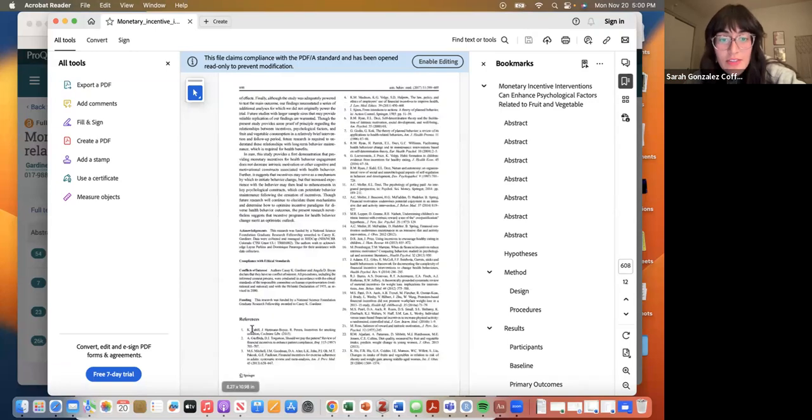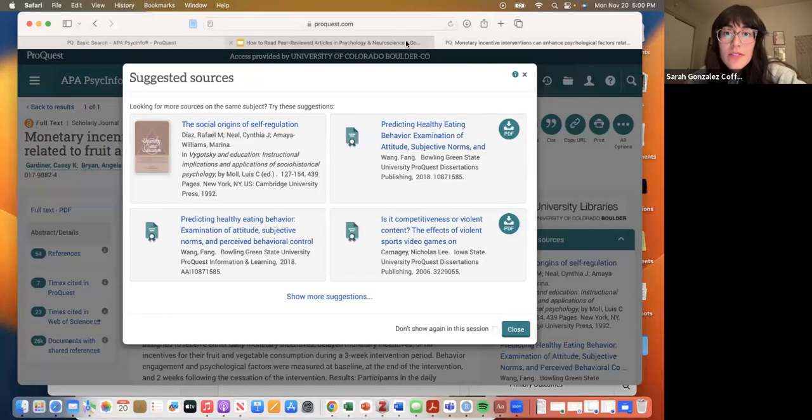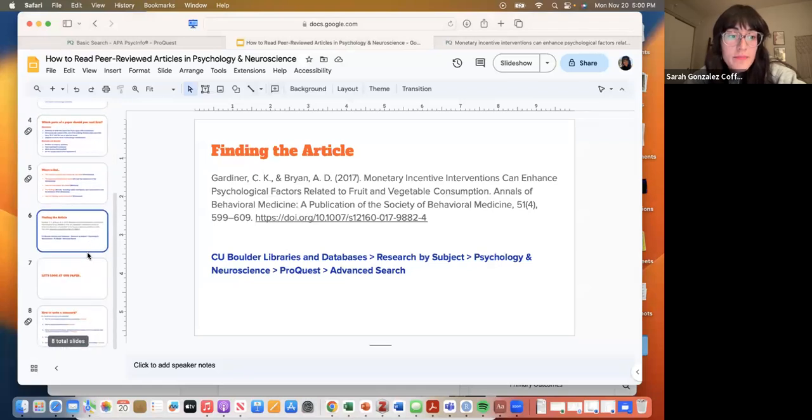And then at the end here, you'll see the references section where they have all of their citations in APA 7 format. And that's it. There is no other supplemental material in this article. All right, so let's return to our slides here.